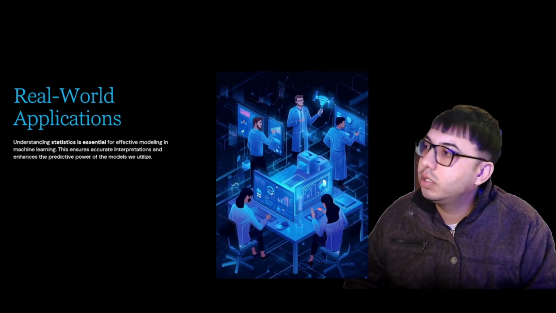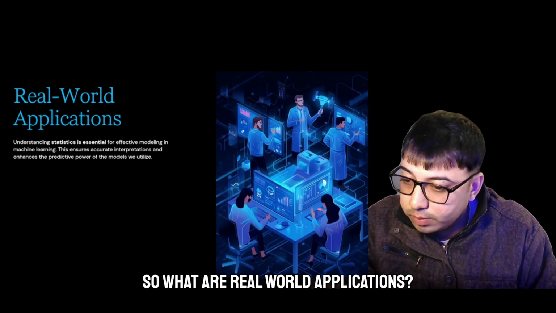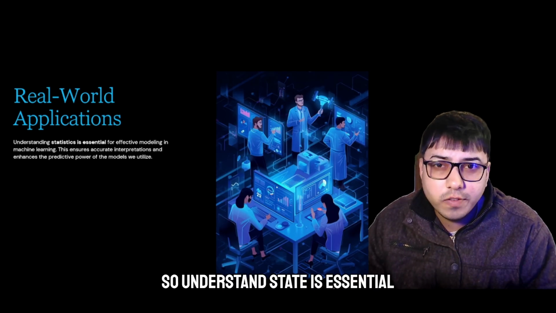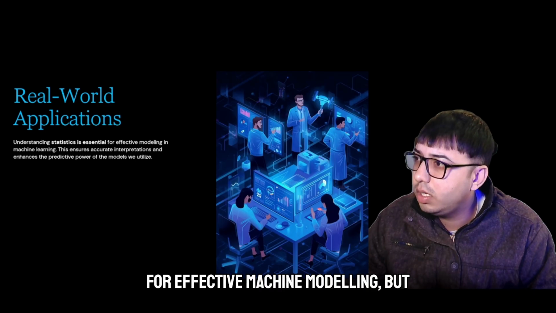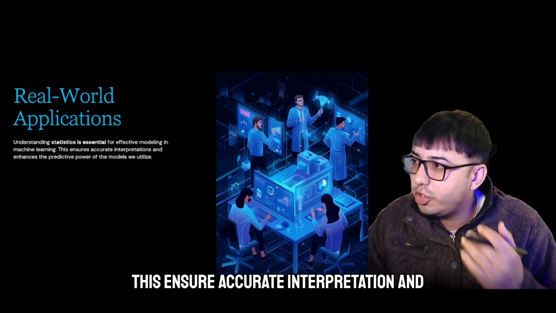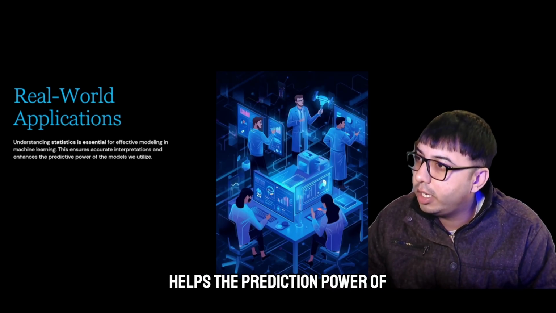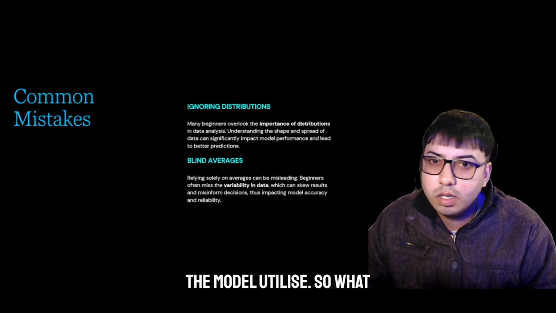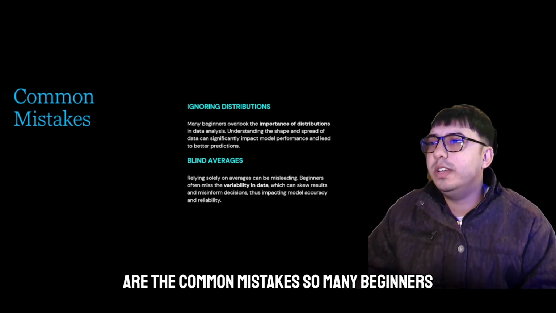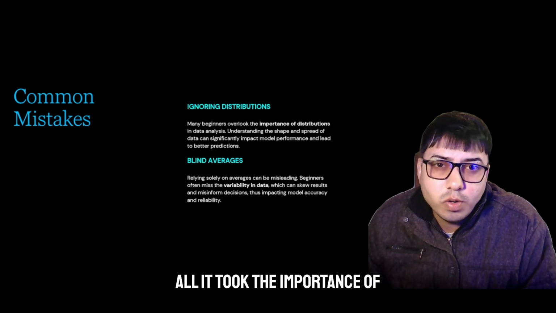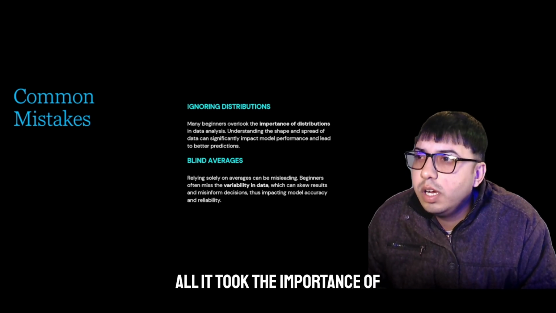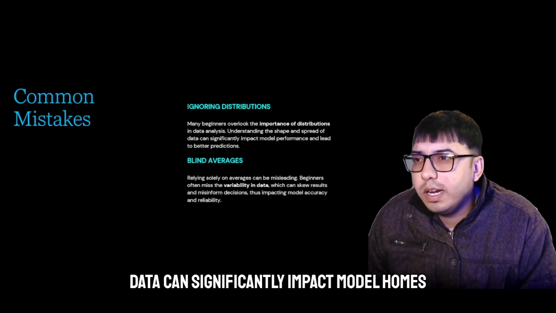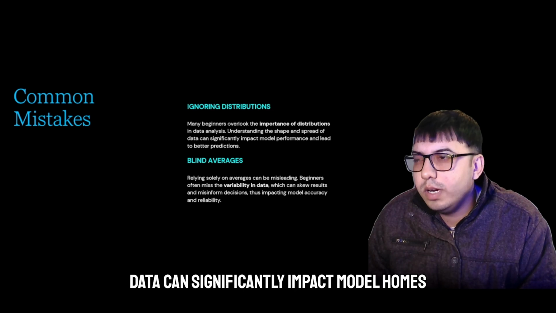So what are real world applications? So understanding statistics is essential for effective machine learning modeling, as it ensures accurate interpretation and improves the prediction power of the model we utilize. So what are the common mistakes? Many beginners overlook the importance of distribution in data analysis. Understanding the shape and spread of data can significantly impact model performance and lead to better predictions.